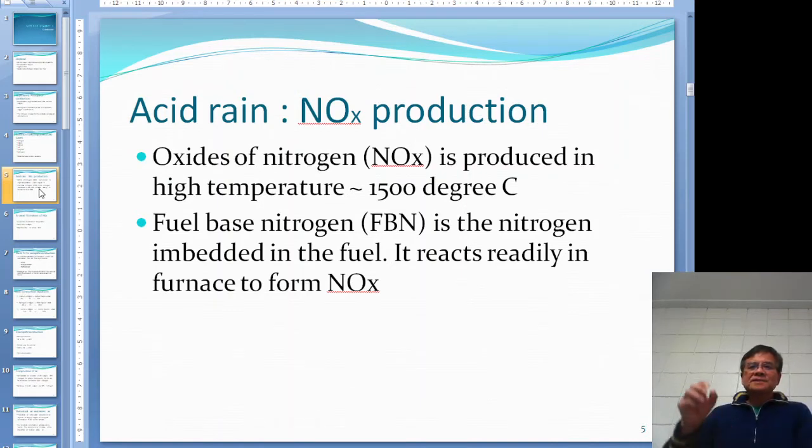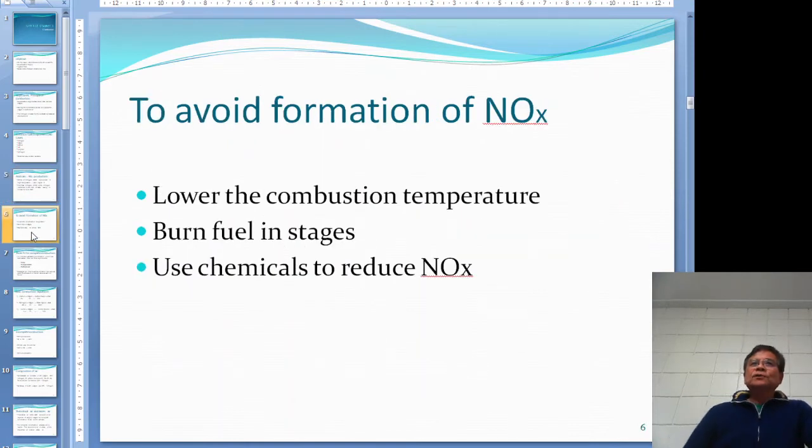Now, as you know, there is nitrogen in the air. There's another type of nitrogen that is embedded in the fuel. Those nitrogen embedded in the fuel is quite easy to react with the oxygen to form the NOx. It's a whole lot more serious than the nitrogen in the air. Now, if you want to avoid the formation of NOx, that means you have to lower the temperature to lower than 1500 degrees C.